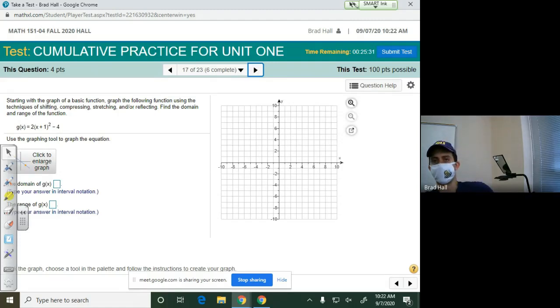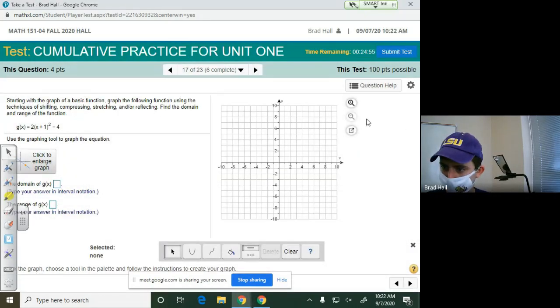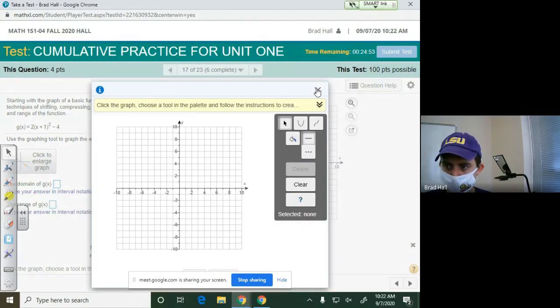So this is another one off of that homework due tomorrow. And if we enlarge the graph, well, as you can see, my mouse gave up. All right, it's working. Okay, sorry about that.